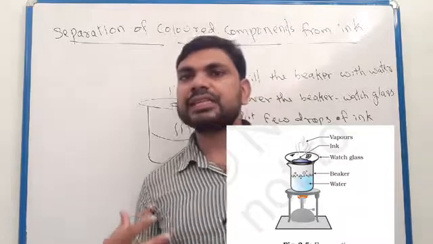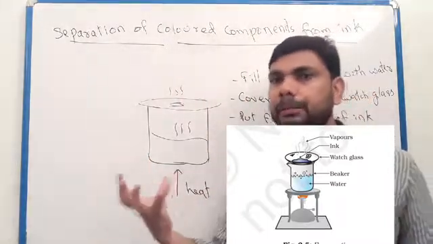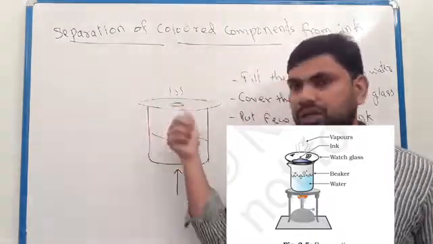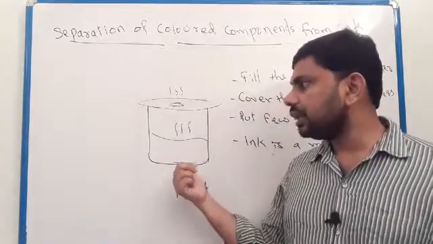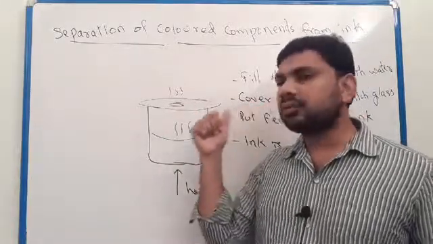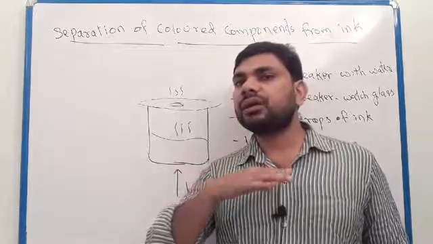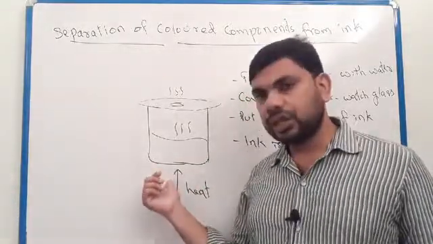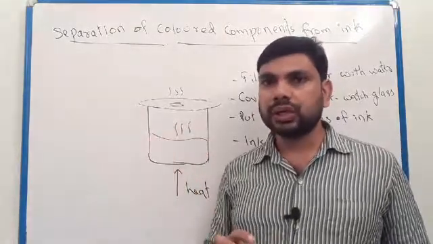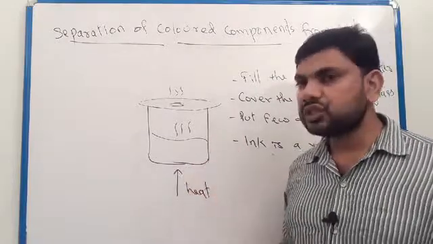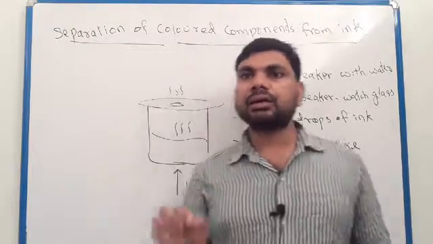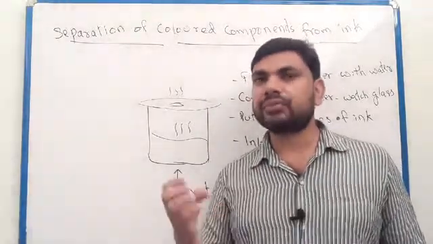So this mixture we can separate by this method. Take water in a beaker, cover the beaker with a watch glass, put a few drops of ink on the watch glass, and heat the water. Do not heat ink directly. Here the ink on the watch glass will evaporate. After evaporation is finished, we stop heating. Then we obtain residue from the watch glass. So this is the method to obtain the colored components, or you can say different dyes, from the ink.